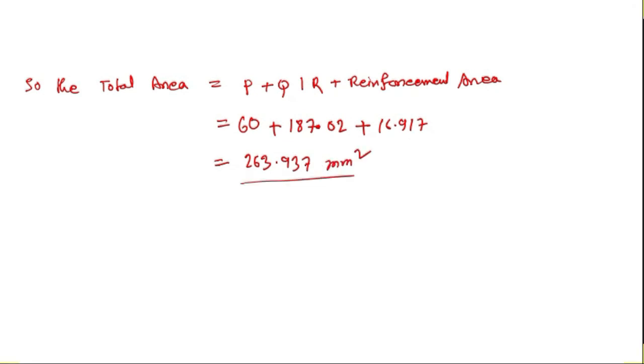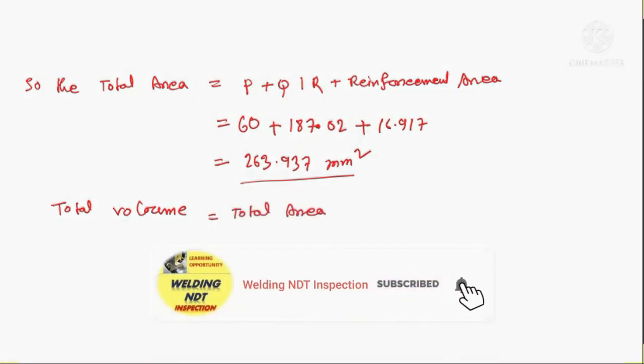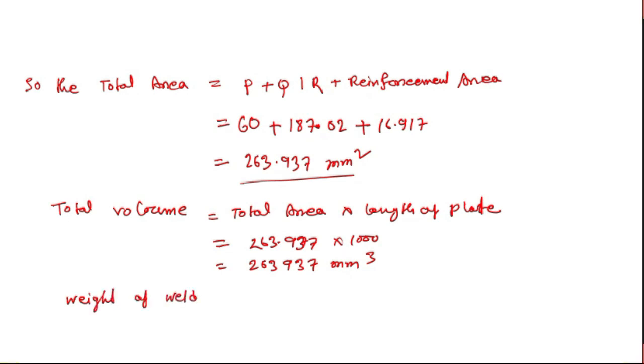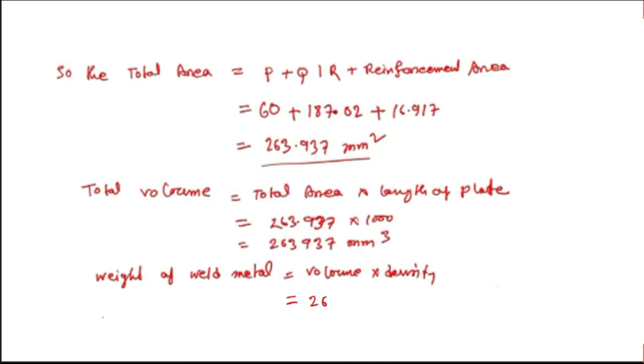Now it is very easy. Now calculate total volume. Total volume is total area into length of plate. So total area is 263.937 into 1000. So this is 263937 mm³ volume. Now weight of weld metal equal to volume into density. So 263937 into 0.008 gram per mm cube, that is coming 2111 gram, 2.111 kg.